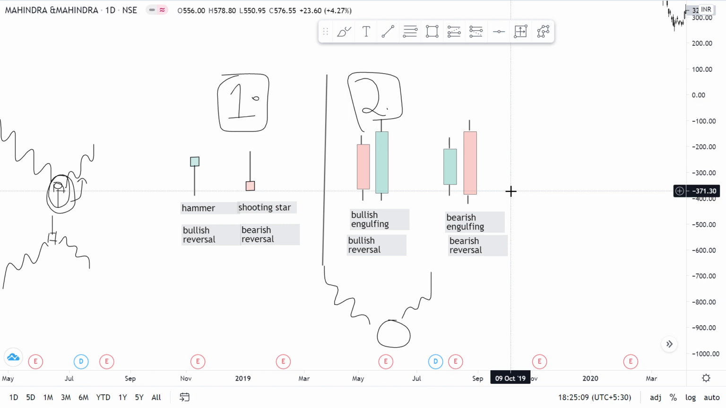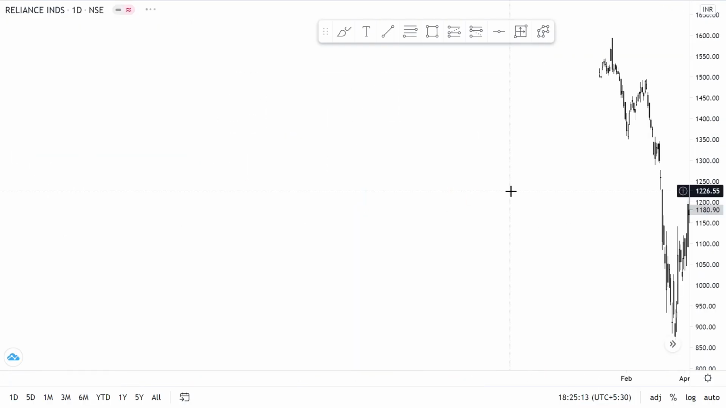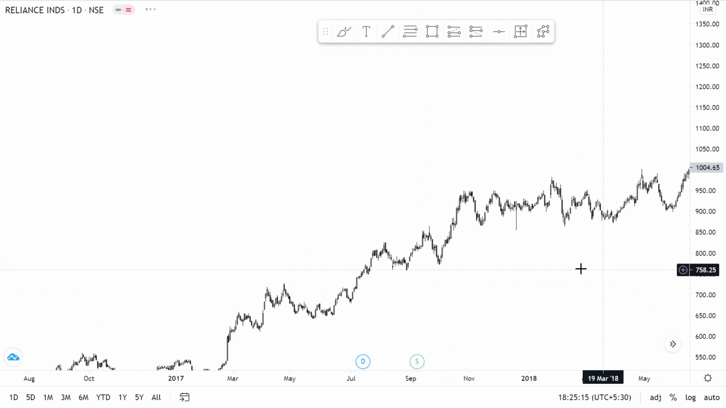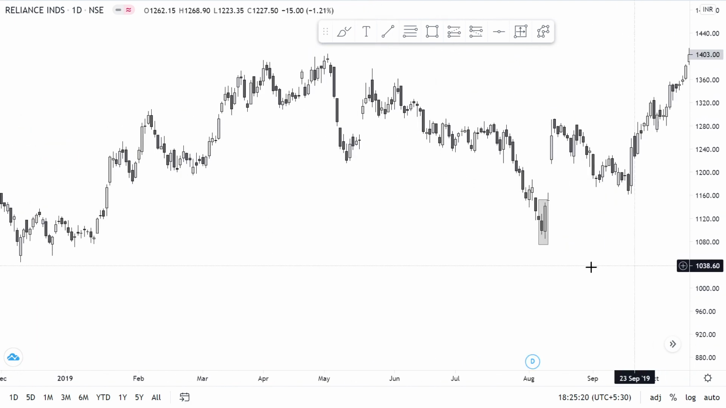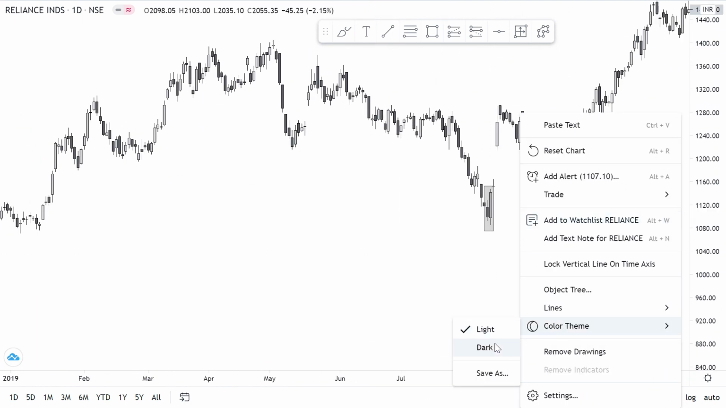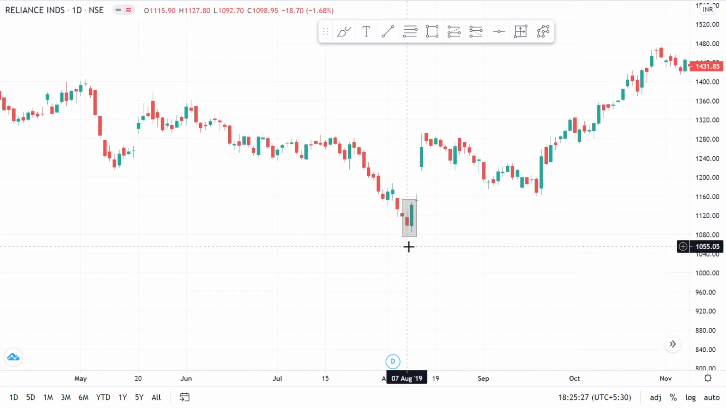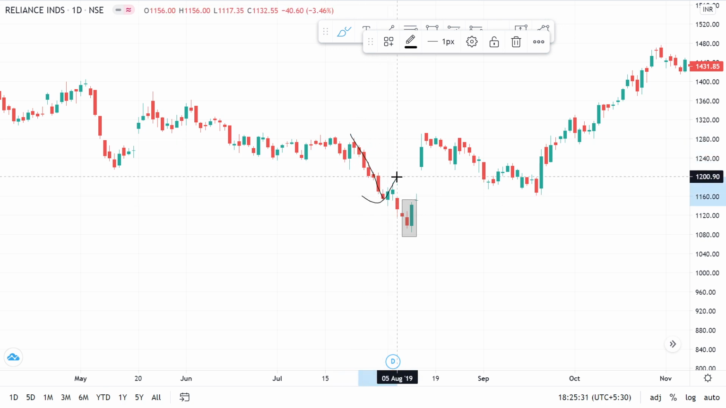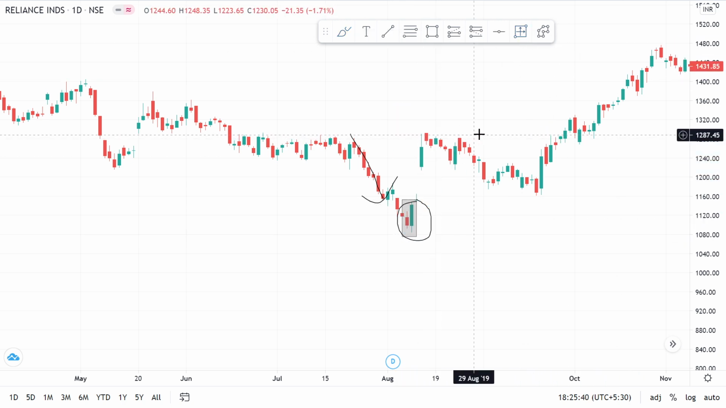So if we look at some examples of bullish and bearish engulfing, let's look at Reliance, and let's go back here. So let me change the color of this. So here we can observe a bullish engulfing pattern. Price was in a downtrend, moved down. This was a textbook example of a bullish engulfing, and then you can see what happened to price next. Price shot up 12 to 13%.